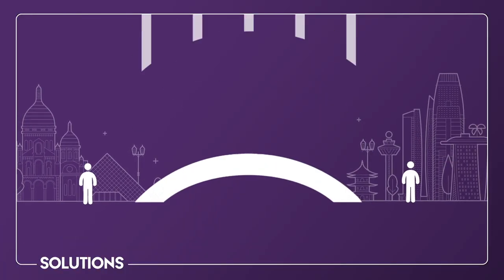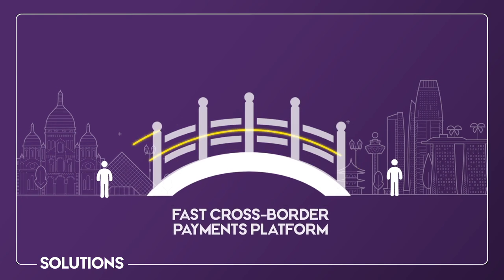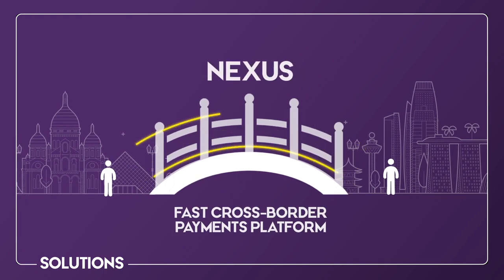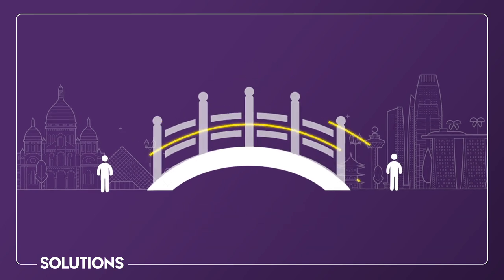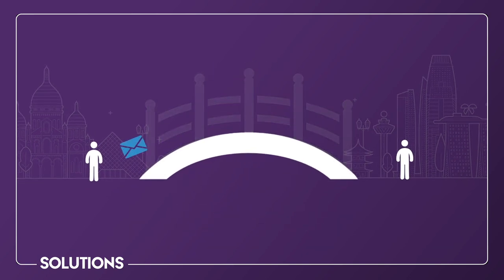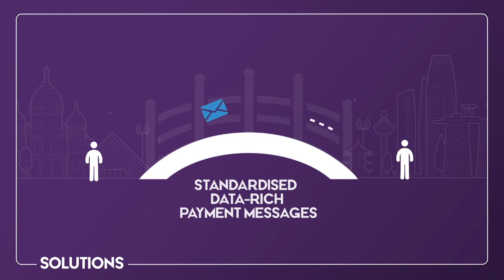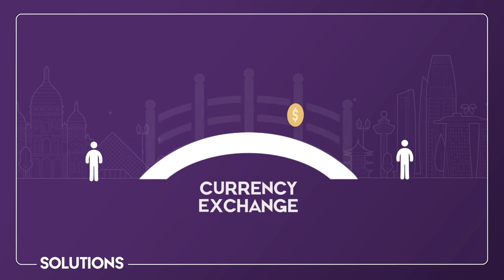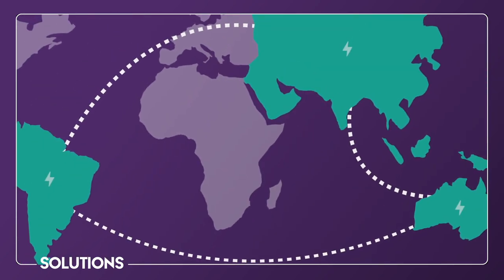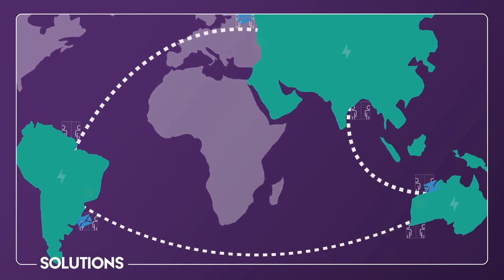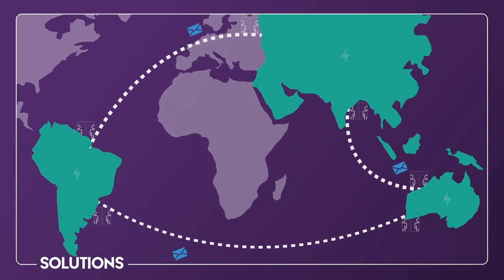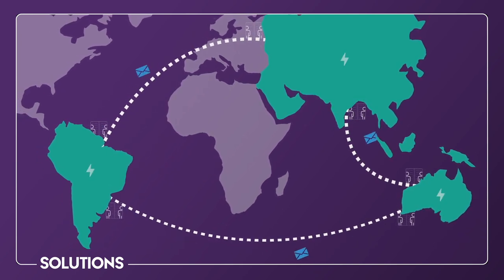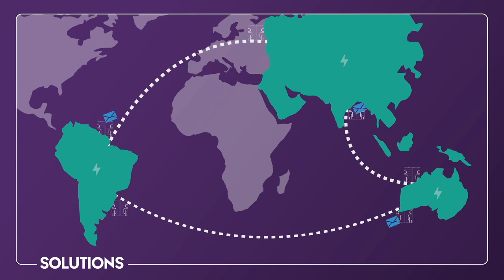That's why the BIS Innovation Hub is developing a blueprint for a fast, cross-border payments platform. We call it Nexus for short. Nexus does two things. First, it connects multiple fast payment systems in different countries, thereby allowing them to speak to each other through standardized data-rich payment messages. Second, it coordinates currency exchange between financial institutions. That means the existing domestic fast payment systems could start to provide equally fast cross-border payments, all without the sender's bank or the fast payment system having to touch another currency.